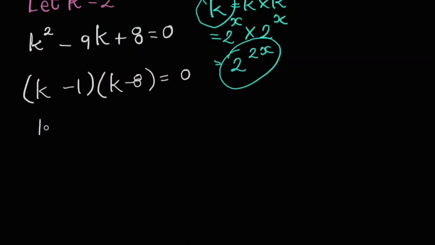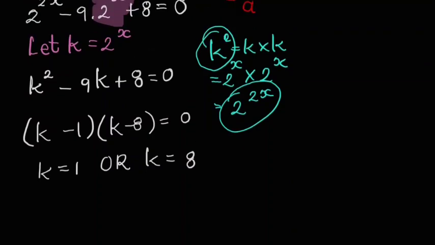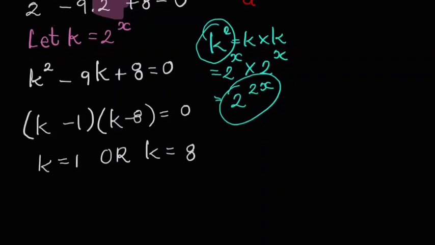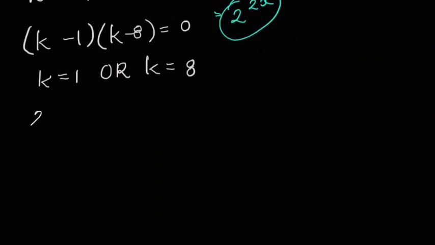Now, solving for k from each bracket, we have k is equal to 1 or k is equal to 8. And then remember, you're actually solving for x. So your next step is to replace k with what you had set it equal to. So on the left-hand side, we're going to have 2 to the power x is equal to 1, and 2 to the power x is equal to 8. So what do we do from here? You're solving for x that is an exponent.